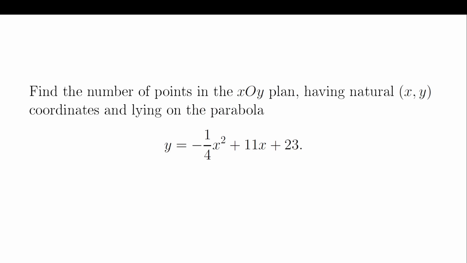And now, the English version. Find the number of points in the xy plane having natural xy coordinates and lying on the parabola y equals minus 1/4 x squared plus 11x plus 23.